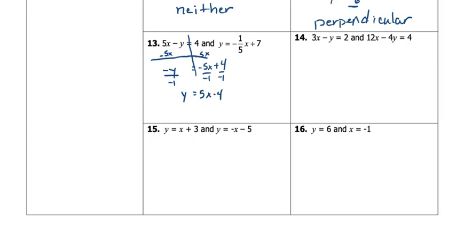Okay, what about my second equation? Oh, y equals negative 1/5 x plus 7. That's already y equals mx plus b. There's my slope, negative 1/5. So I'm comparing 5 and negative 1/5. Those are opposite and they're reciprocals. So these are perpendicular.